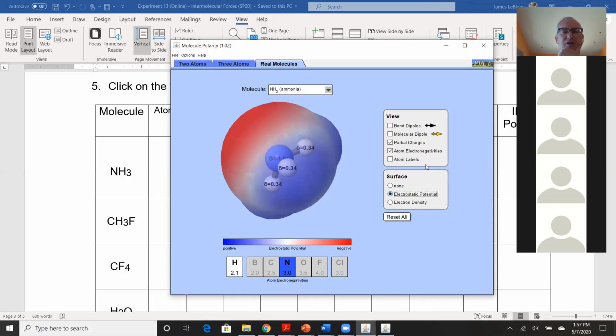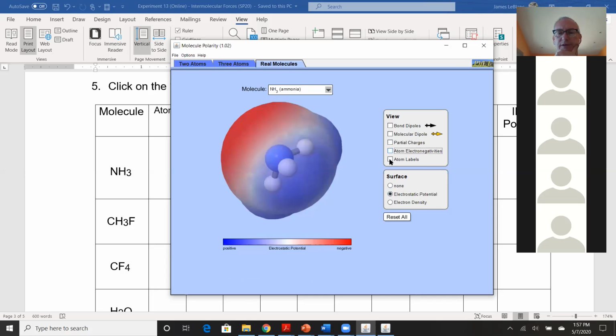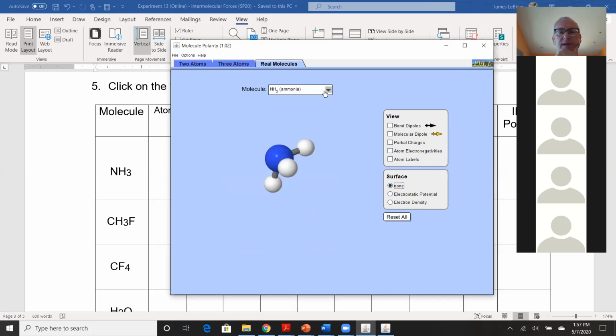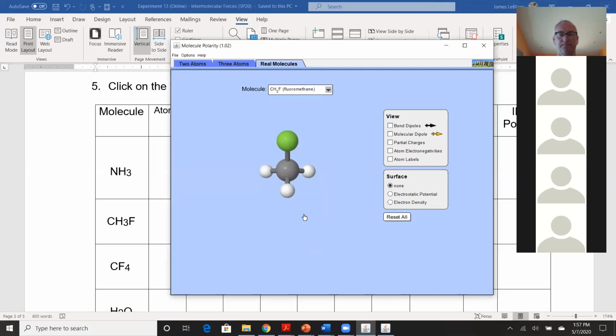So let's look at CH3F, or fluoromethane. I think it's fairly obvious to see which one is the fluorine, right? Usually when we do these ball and stick diagrams, we do halogens in green so they sort of stand out. So fluorine is on one side of it.